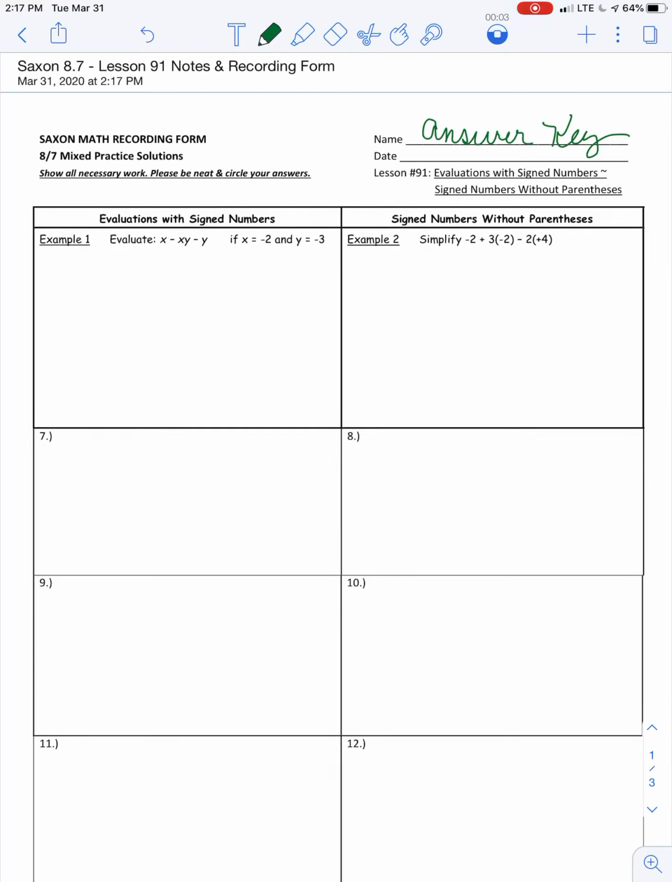Hey everybody, we're going to be looking at lesson 91 today. The title of the lesson is Evaluations with Signed Numbers. And there's a second part that we're also going to be looking at here, where we are going to be looking at signed numbers without the use of parentheses.